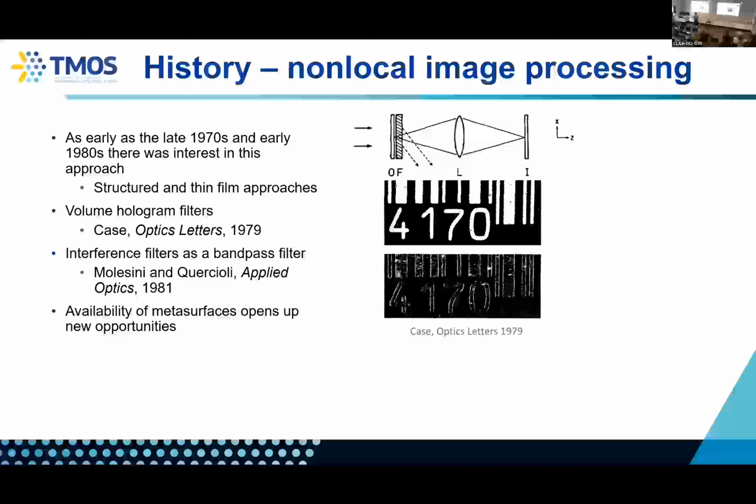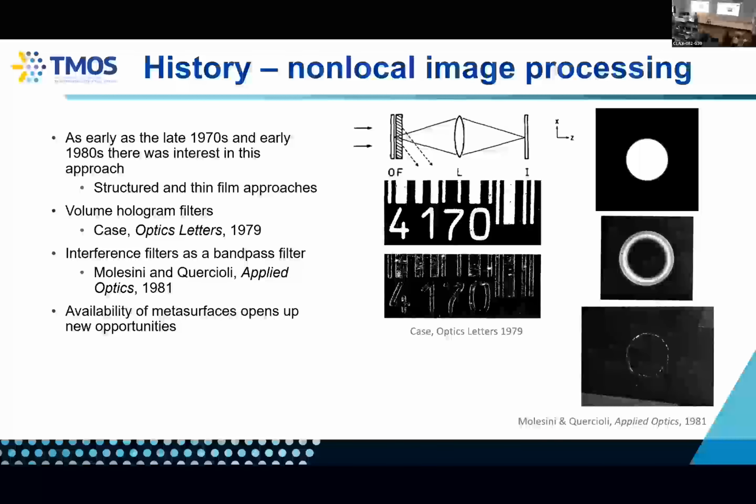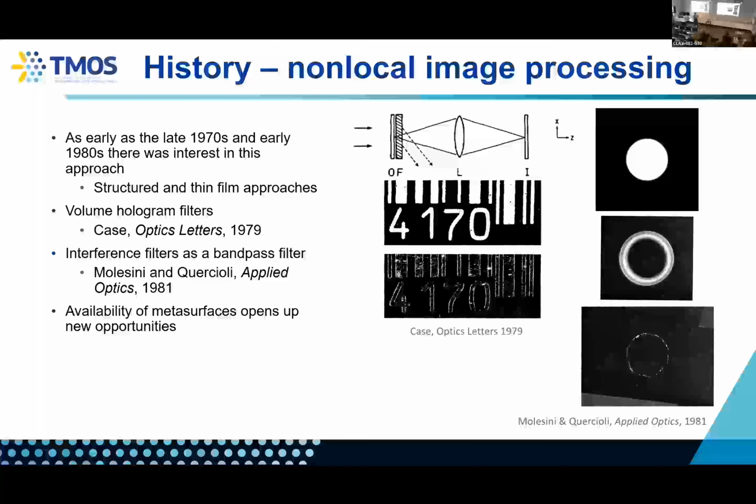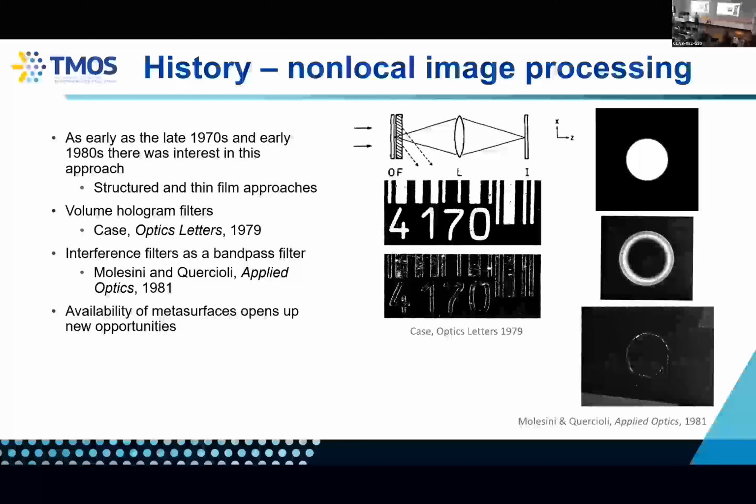There have also been demonstrations of using simple interference filters to manipulate an incident optical field. In this case, we have an input image, which is just a circle. The image below it is the transfer function, and the output image is shown at the bottom. You can see that just the edges of the circular aperture are being highlighted there.